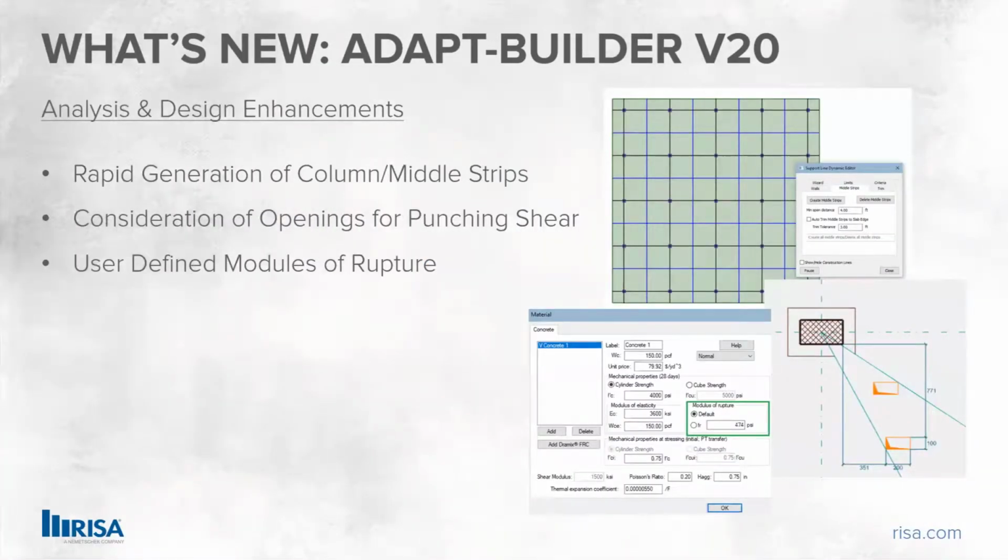For analysis and design, we brought back column and middle strips while incorporating them into our dynamic support line editor for the ease of use and speed in your modeling process. I had reviewed that dynamic support line editor when we first did the investigation and design in single level mode. It's a very powerful tool. Our punching shear checks regarding openings have been greatly improved as well, including reduction in critical section, multiple opening detection, manual control over the design, and more. You also now have the ability to set up user-defined modulus of rupture.